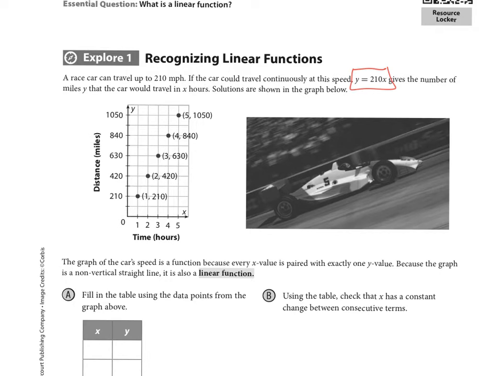As you can see, the points lie in a straight line. I can draw it actually from 0, 0. That would be in line with this. And so I could connect them like that, make it a continuous function. And the graph of the car's speed is a function because every x value is paired with exactly one y value. So that goes back to the last module, how we try to determine whether something was a function or not. And because the graph is not a vertical straight line, it's also a linear function. So linear means it's a straight line. Function means each x is paired up with exactly one output, one y value.